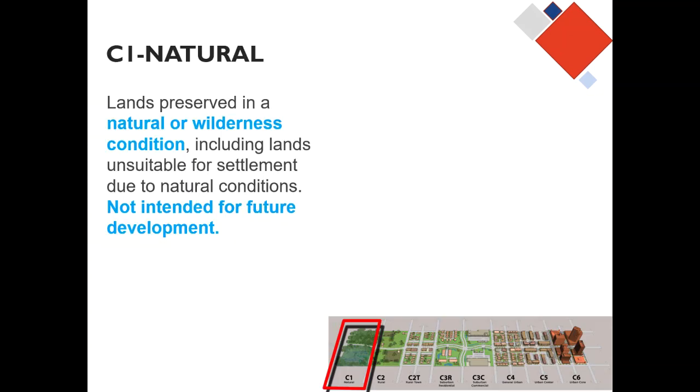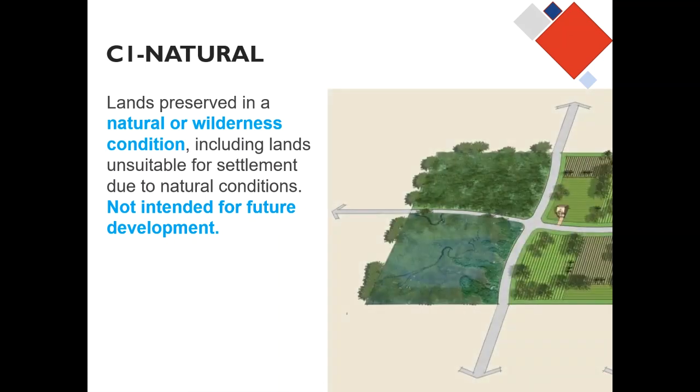The C1 natural context includes lands that are preserved in a natural or wilderness condition, such as a state park or national forest, and these include lands that are unsuitable for development due to natural conditions. Maybe it's a wetland, could be a beach or a seashore, or a steep slope area. These are lands that are not intended for future development.